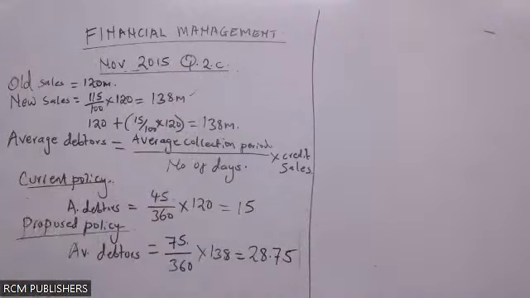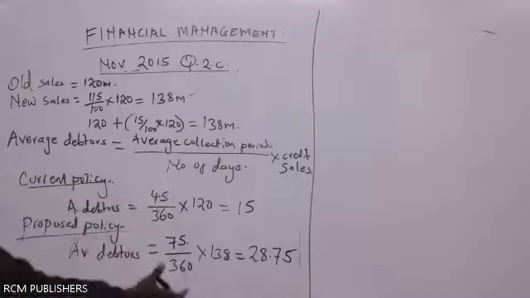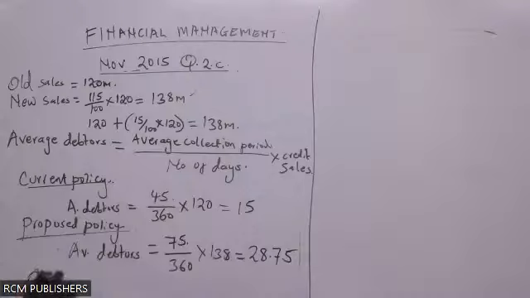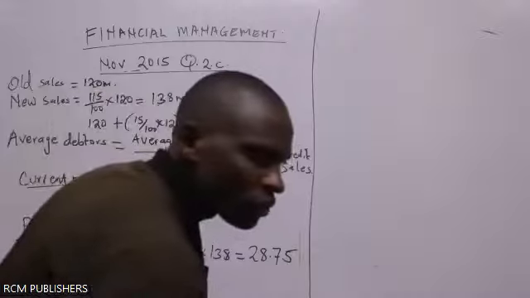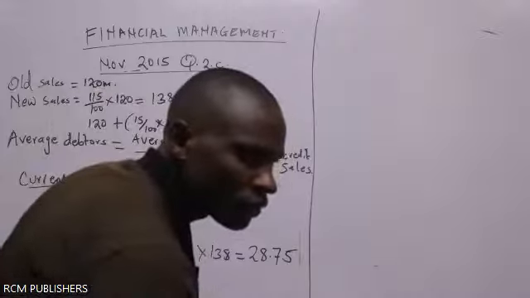Then we now have to determine the opportunity cost. Between the two, which one do we leave and which do we take? Opportunity cost. What is our opportunity cost? We leave one and take the other. So the opportunity cost for the current policy, I don't know, is it really visible? Let's see.